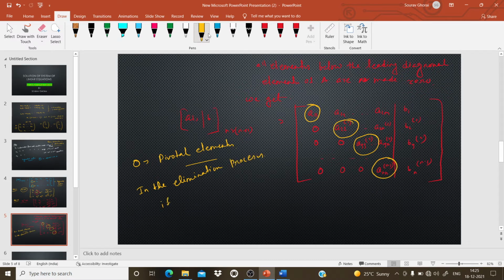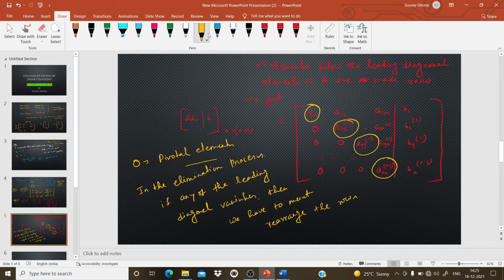You have to remember one thing: in the elimination process, if any of the leading diagonal elements vanishes, then we must rearrange the rows so as to obtain a non-vanishing pivot, and this strategy is known as pivoting.